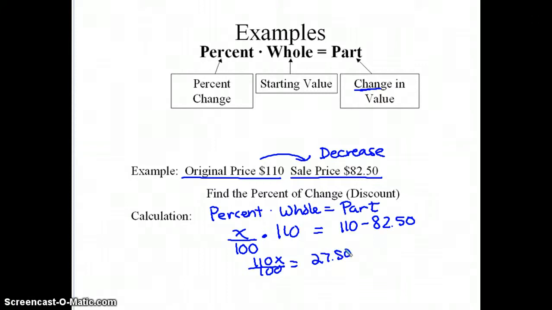Now, I need to find my percent. To find my percent, I'm going to multiply by the reciprocal on both sides. When I complete that, on the left-hand side the fraction cancels out. And on the right-hand side, I end up with the final answer of 25%.